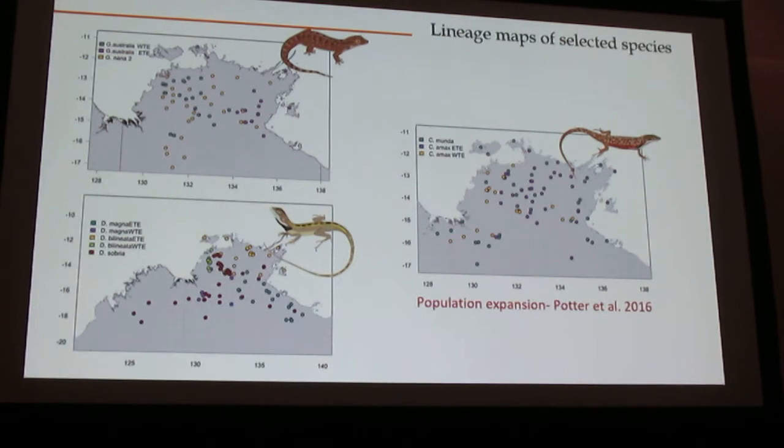So here's just an example. If you take a look at the gecko data, you can see that the generalist is the one that is distributed all around the Top End, while we have this pattern of the different lineages that occur just on the west or the east Top End. You can see the same for the Diporiphora, while this pattern is not so evident in the skink data. And this is probably due to a population expansion already reported by Potter and collaborators in 2016.